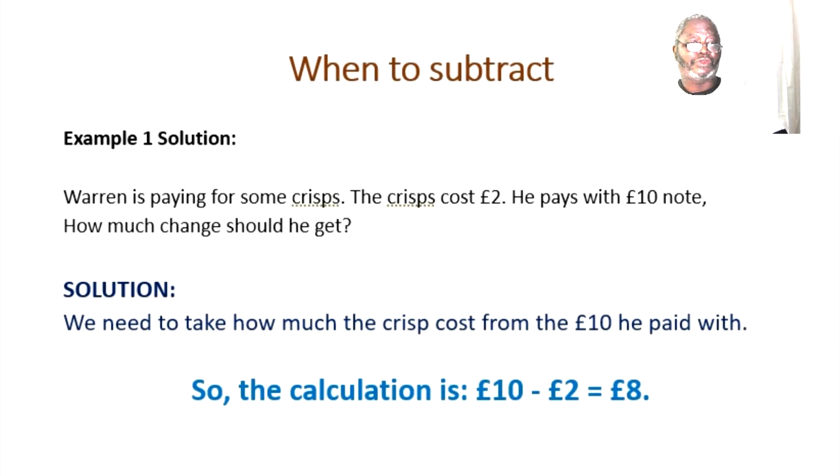So the solution, you need to take how much the crisp costs from the £10 he paid. That's the change he gets when he used £10 to pay for his crisps. That would be what? Yes, £10 minus £2, which is £8. Don't forget to put your pound sign on.